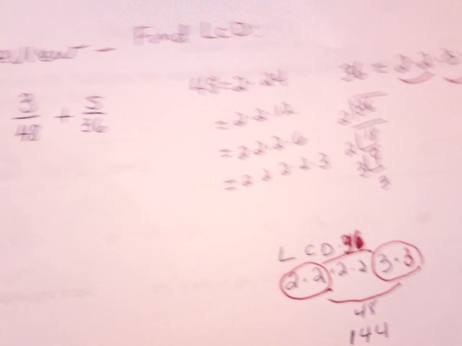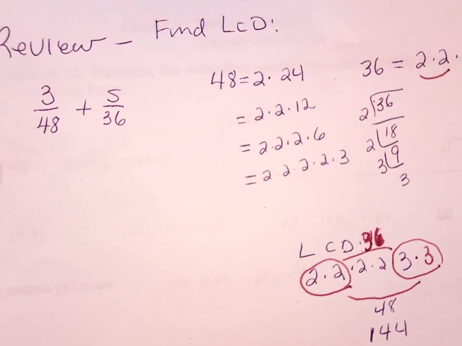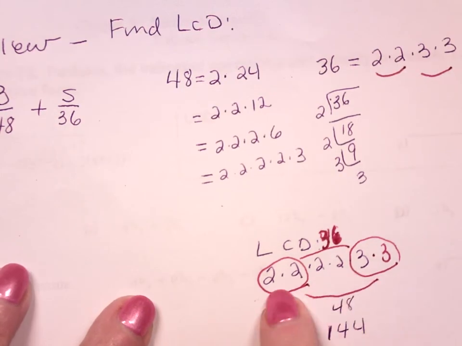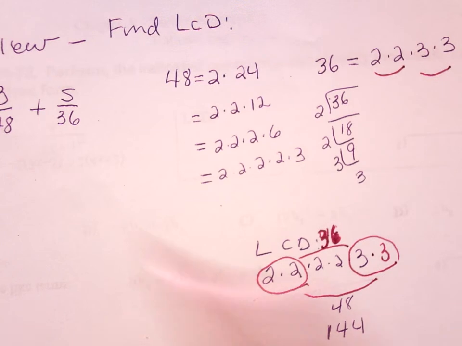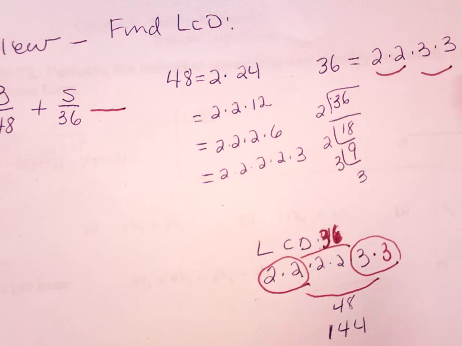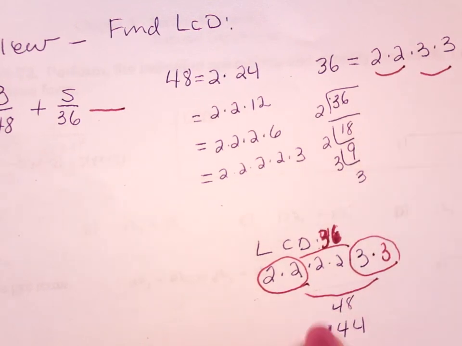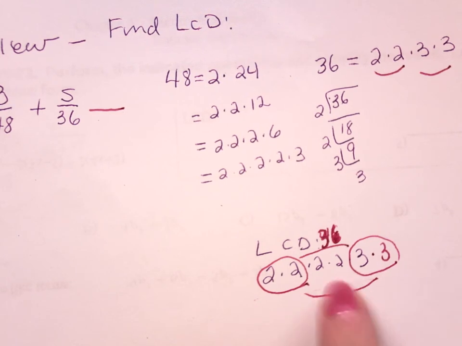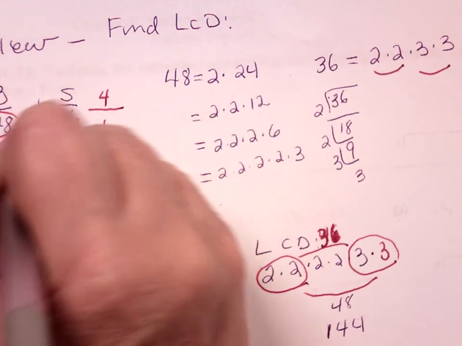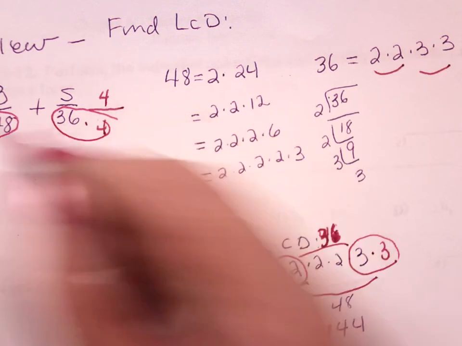So now, if I want to add these two numbers, I need to turn 48 into 144. Well, if I notice in the purple, the only thing that it's missing is a 3. So I'd multiply by 3 over 3. I need to turn 36 into 144. Now, what's circled in the red is 2 times 2 times 3 times 3, that happens to be 36. What it doesn't have is a 2 times 2, or 4.